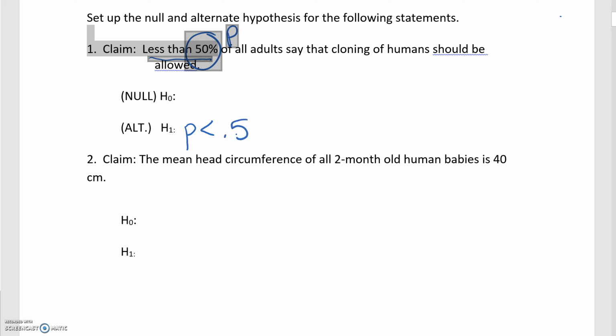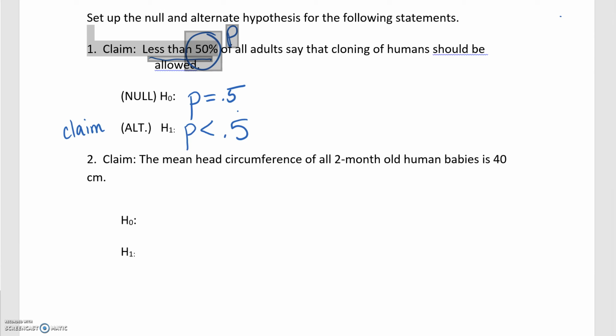Now you might want to denote whenever you're doing these, which one's your claim. So that's our claim. That's what the statement had in it. Now our null hypothesis is always a statement of equality, is always an equal. So it'll be the same thing, just with an equal sign. P is equal to 0.5. So when we do our hypothesis test, we'll actually be testing the null hypothesis, and that will allow us to then make an argument about the alternate hypothesis.